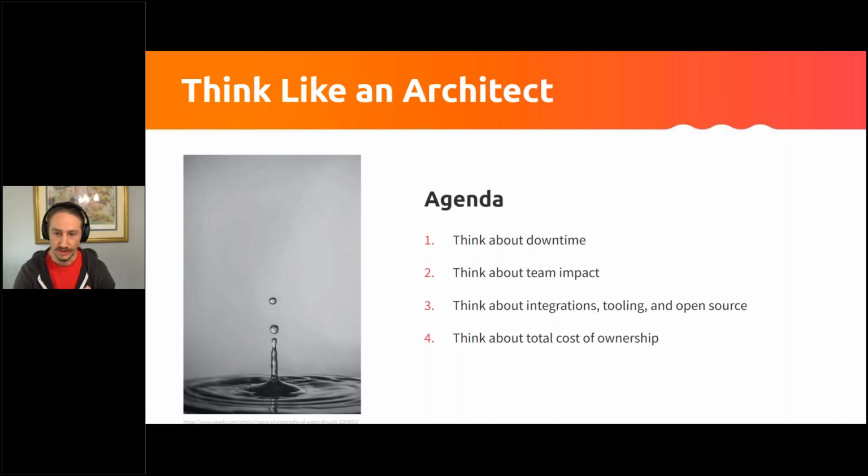Then we'll zoom out a little bit more, talk about team impact. This is still fairly technical. So when you make a platform or technology decision, how's that going to impact how you hire the team, staff the team, train up the team? And then zoom out a little bit more, think about integrations. So now it's not just the team, but we're going to talk about departments. So when you make a decision, how's that going to affect engineering and DevOps and operations and support?